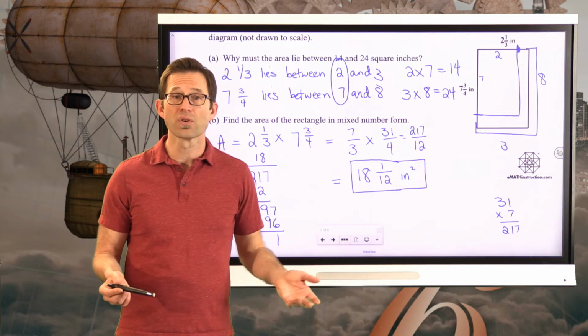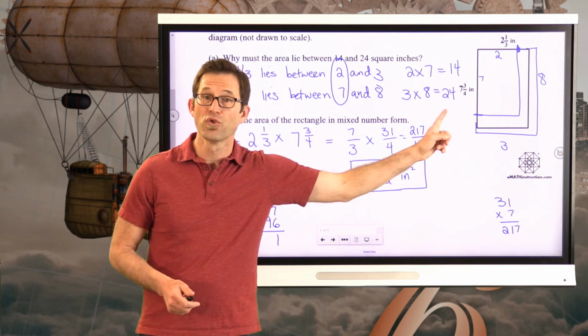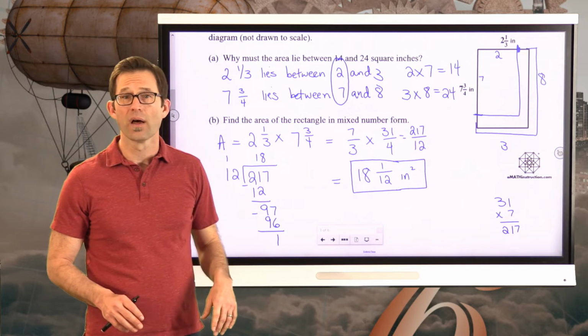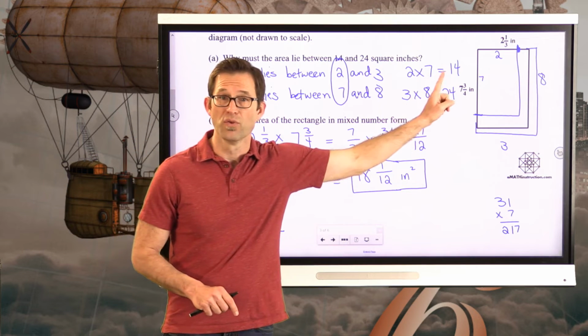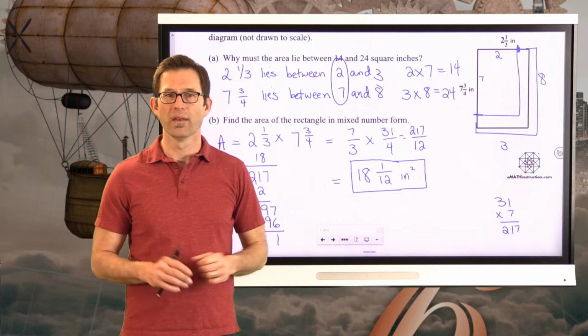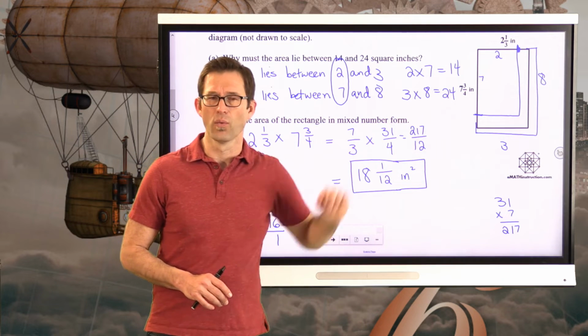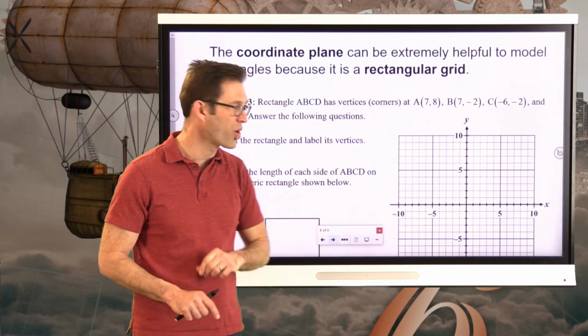If I had gotten an answer, let's say, of 32 1/4, that would be wrong because it would be too big. And if I had gotten an answer like, let's say, 11 1/2, that must be wrong because it would be too small. It would be below the 14. So it's good to be able to estimate areas, especially when the length and the width are quite messy. All right, let's keep going. Let's do a little more area work.